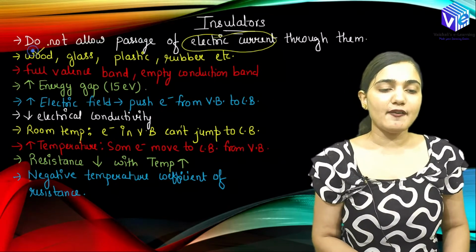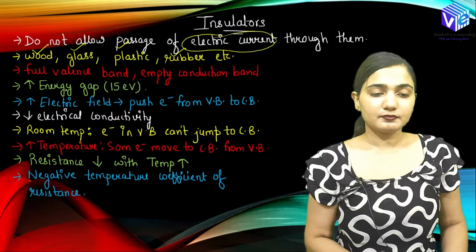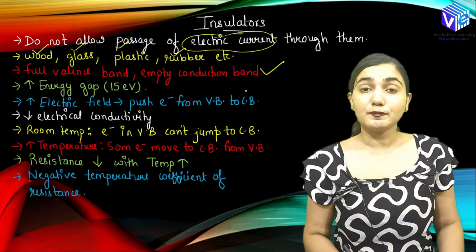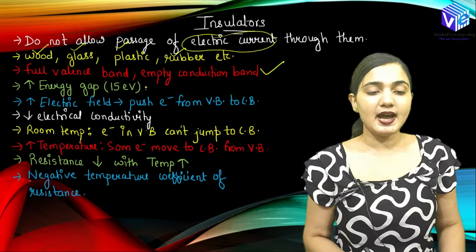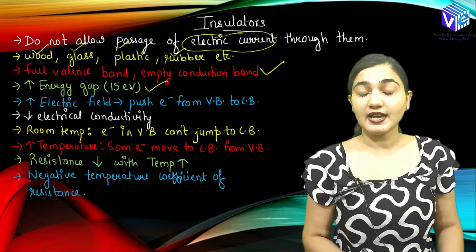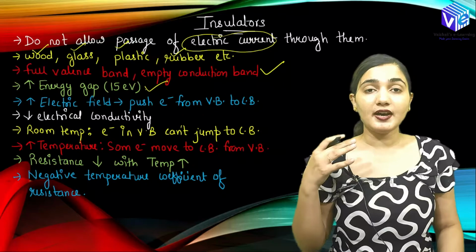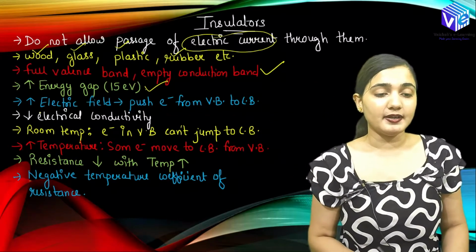For example, I have wood, glass, plastic or rubber, right? So here the valence band would be full and the conduction band would be empty. This thing we have already seen, the energy gap is very high. In some cases it would be 15 electron volt even. In that scenario you can understand that it is a very high energy and the electron from the valence band never will reach the conduction band, right?